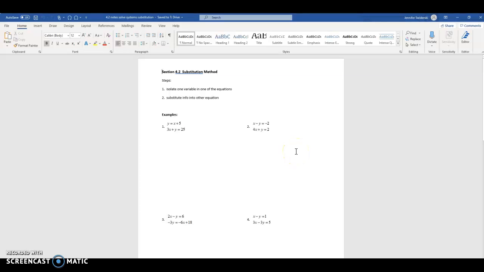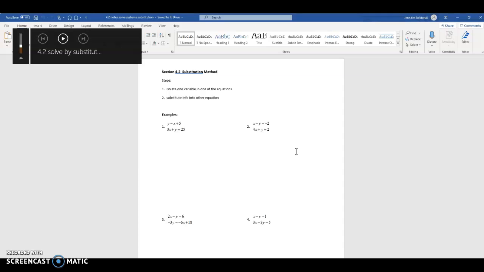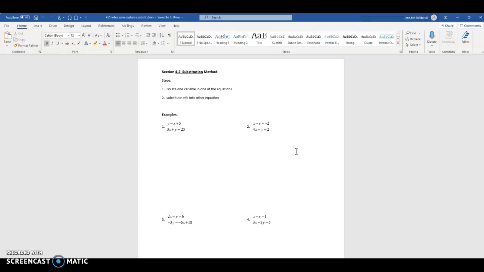All right, guys, section 4.2 is on substitution. And a lot of this stuff you guys should have seen already or known from last year, okay? So your two steps today are going to be to isolate one variable in the equation, doesn't matter which one. So you want to get it to one side of the equal sign, and then substitute it into the other.